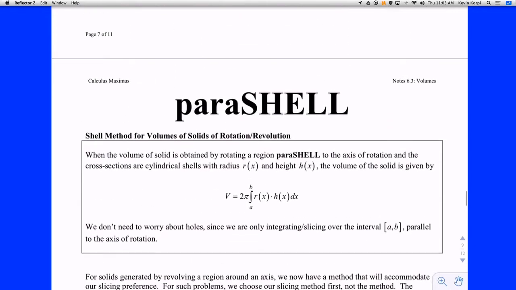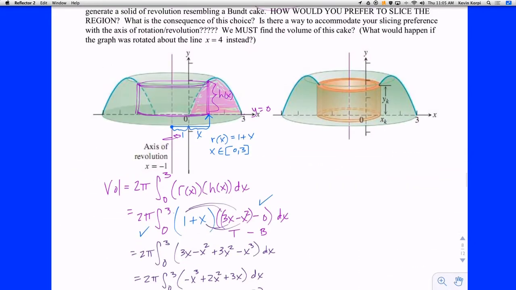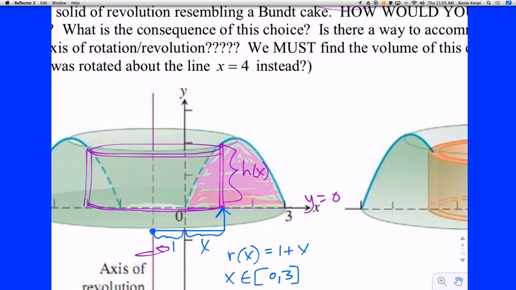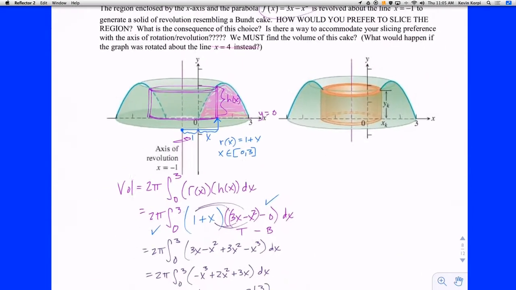An example. Oh, yeah, there was a follow-up. My bad. Thank you. It said, what would happen if we rotated around x equals 4?